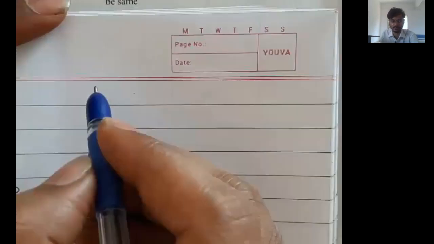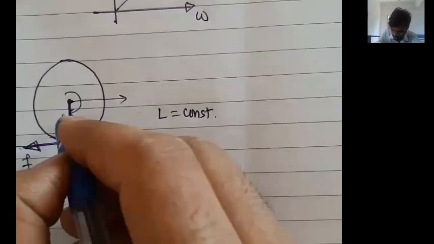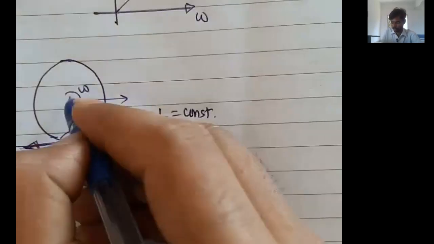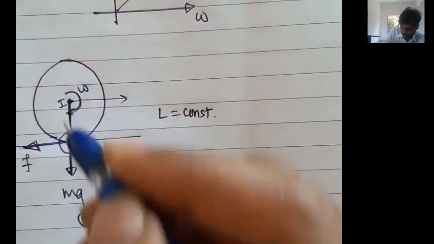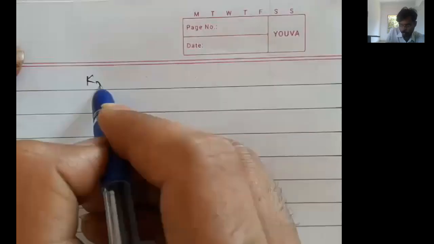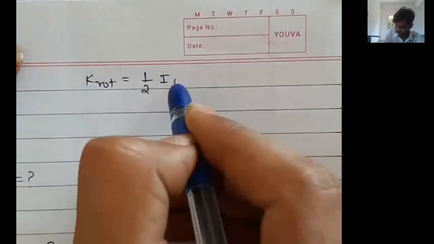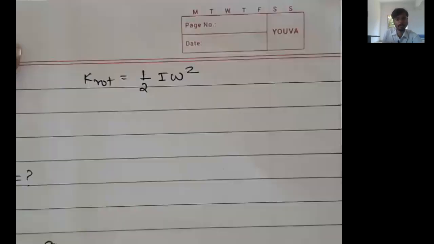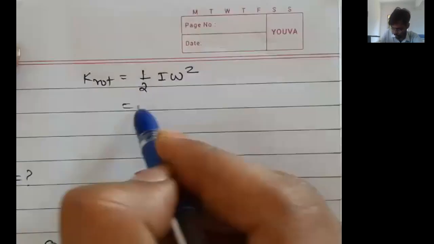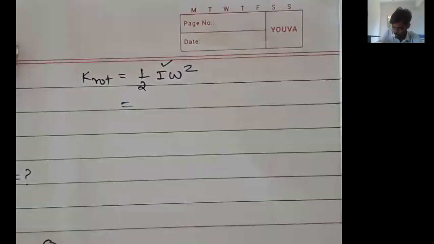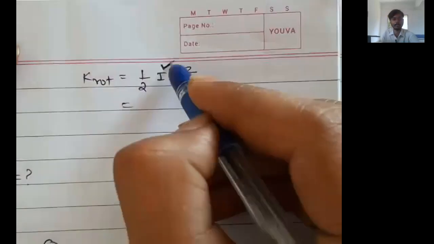Means they are saying this omega and this moment of inertia is, let's say, I. So the rotational kinetic energy formula is 1/2 I omega square. Now you tell me, moment of inertia is not changing, that is okay. But what about this omega?